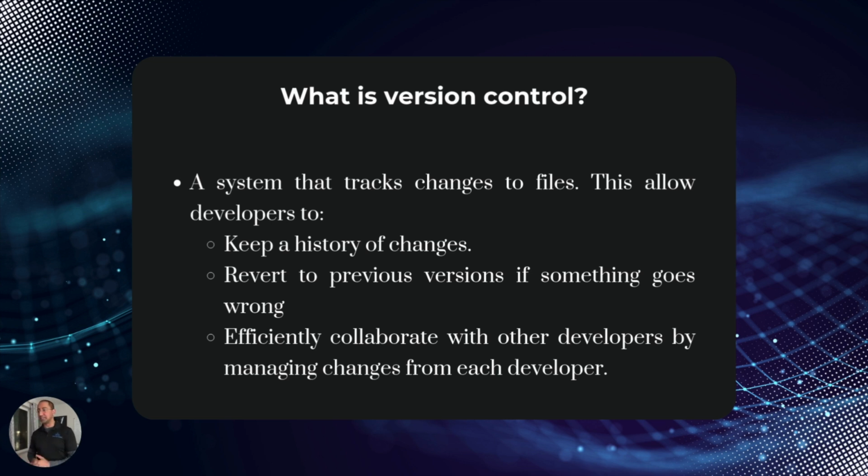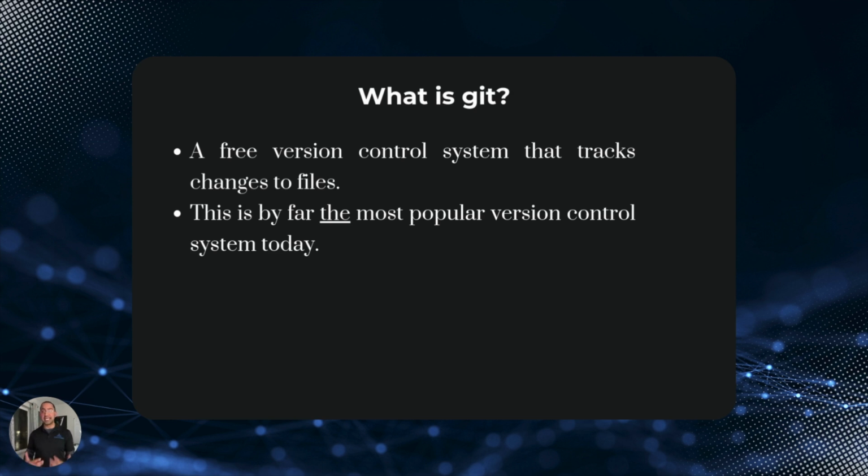It also allows you to revert to previous versions if something goes wrong. And it allows you to efficiently collaborate with other developers by managing changes from each developer. So, what is Git? Git is a free version control system that tracks the changes to files. This is by far the most popular version control system today. Literally, almost every engineer uses Git.